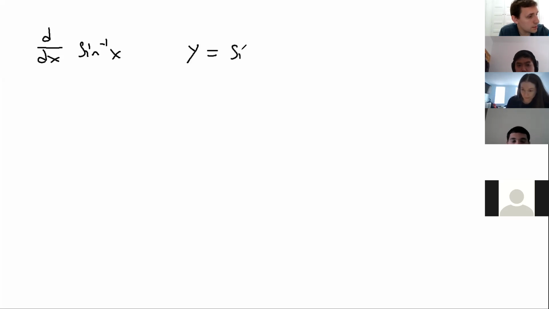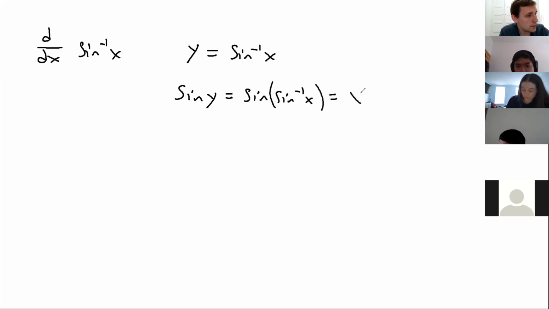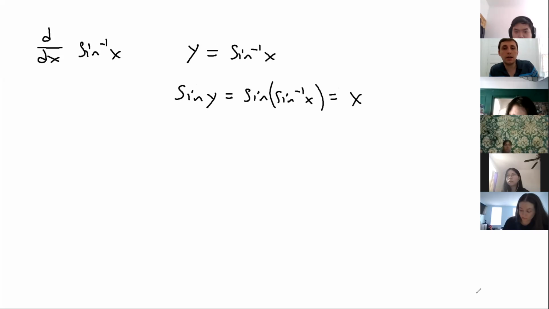So y is sine inverse x. So applying sine to both sides, sine of y equals sine of sine inverse x, which is x. You understand, guys, what is the sine y equals x stuff? It just means that I am now doing this. You see what it is? What is this implicit differentiation really telling me to do?